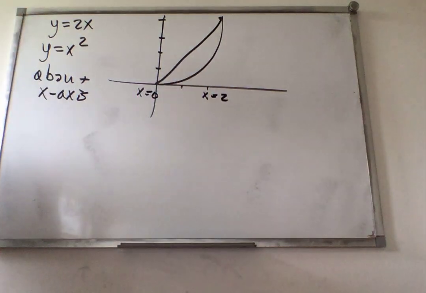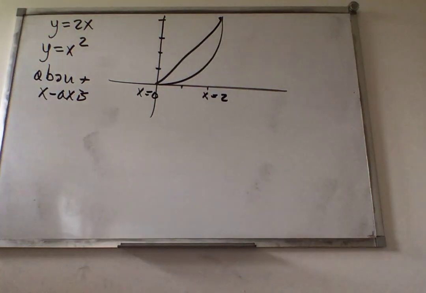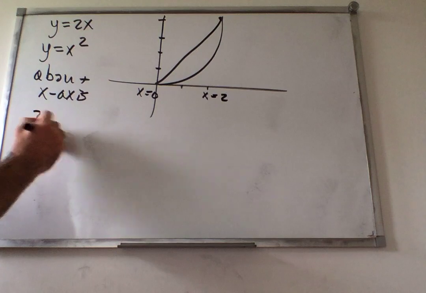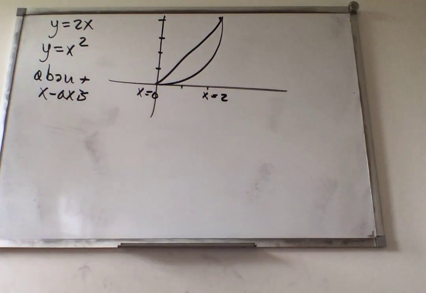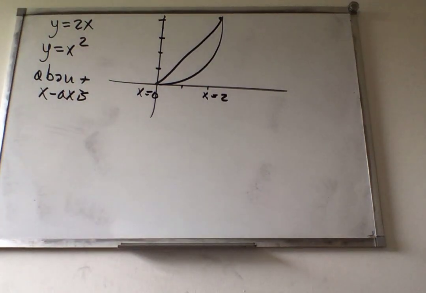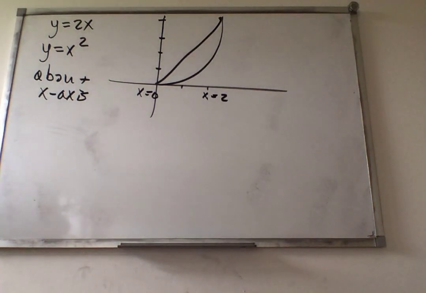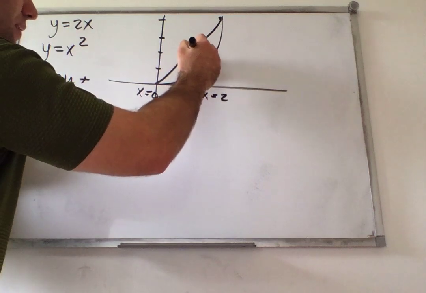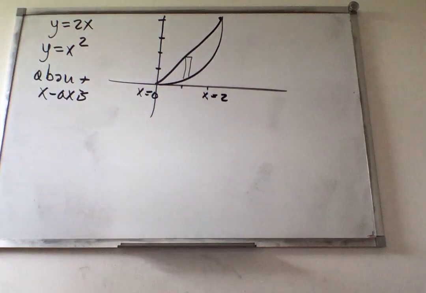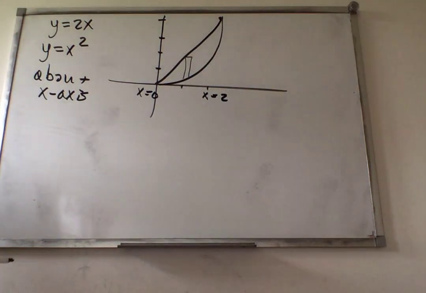Now, it just so happens they cross nicely. If they did not cross nicely, you take the two equations, set them equal to each other, and solve for those intersection points like we did in 6.1. So, here, we're going to have to use the washer method. Now, a little disc is going to look something like that.